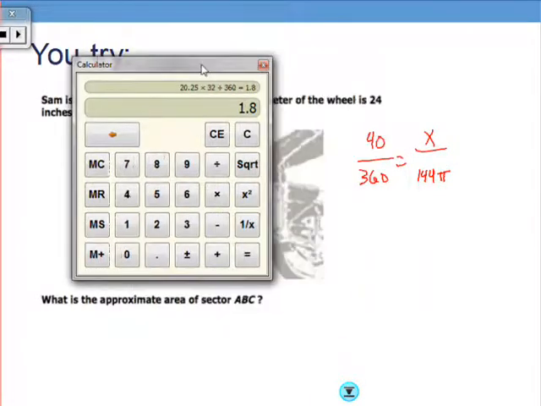Let's get our calculator out. 144 times... times, please. Let's cancel all that.